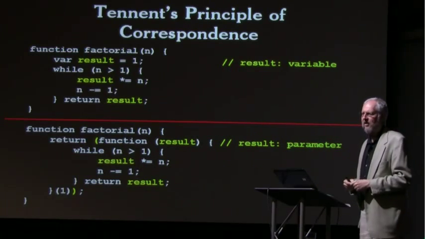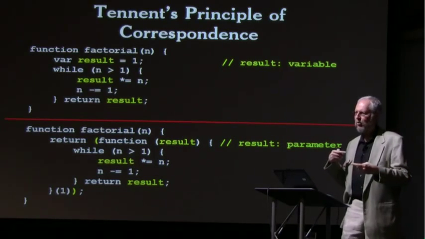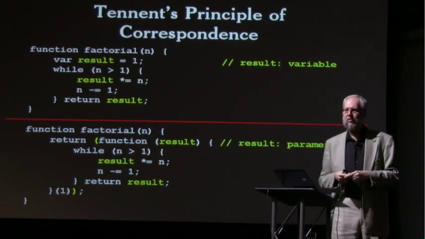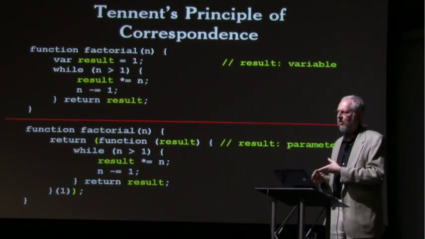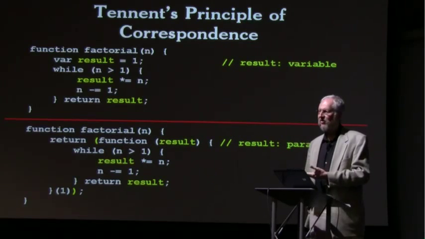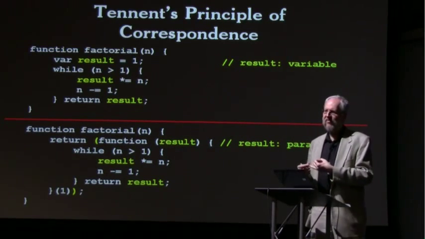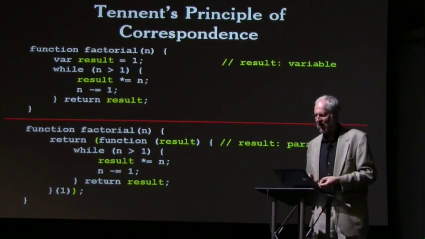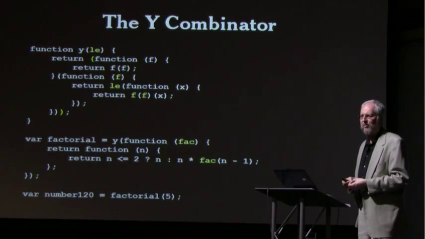We can take that thought experiment one crazy step farther off the edge. Suppose we had a language in which we didn't have variables, in which we didn't have assignment and we didn't have named functions, could we still do recursion? And it turns out you can. I'm not sure you'd want to, but you can.